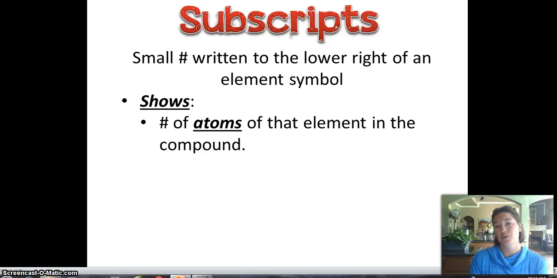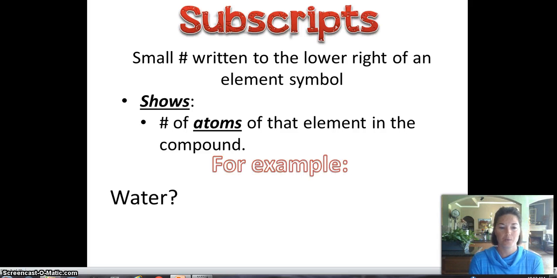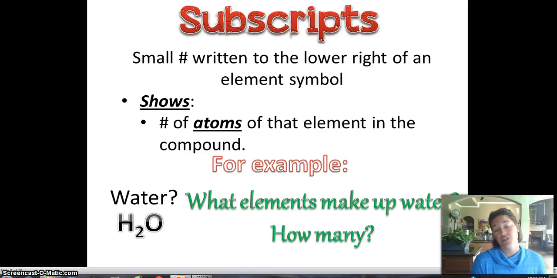Within chemical formulas, you have some numbers known as subscripts. Subscripts are the small number written to the lower right hand of a symbol. And the subscript tells you the number of atoms of that element that are in the compound. For example, water. The chemical formula again was H2O. So hydrogen and oxygen make up water. But how many hydrogens and how many oxygen atoms are found in a water molecule? Well, this is a subscript.